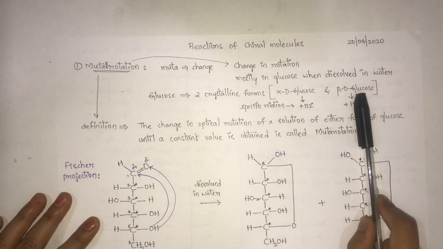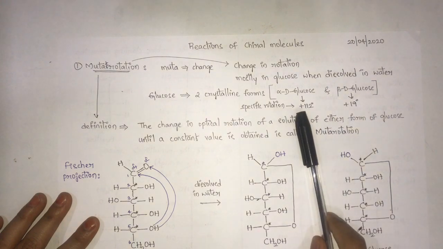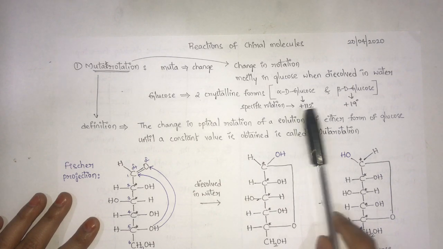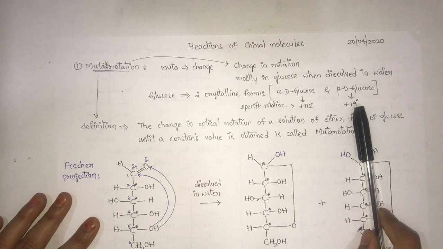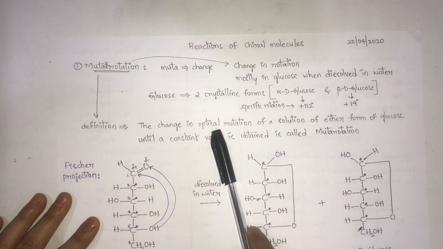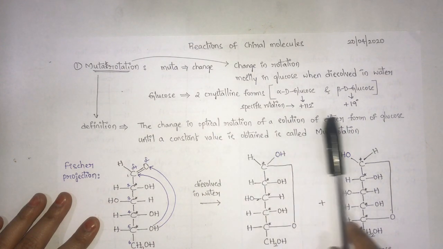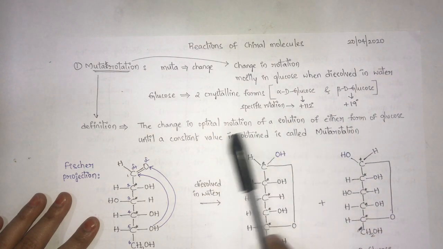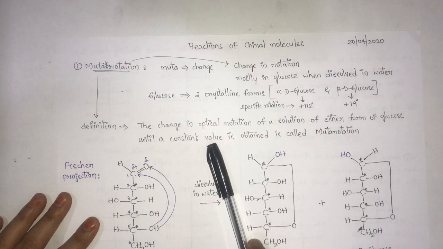We will differentiate both the crystalline forms using specific rotation. The specific rotation of alpha D glucose is plus 112 degrees. Coming to beta D glucose, it is plus 19 degrees. So what is the definition of mutarotation? The change in optical rotation of a solution of either form of glucose until a constant value is obtained is called mutarotation.